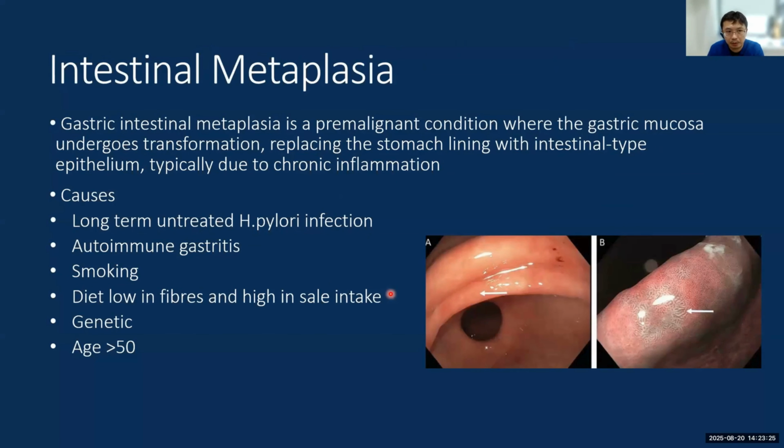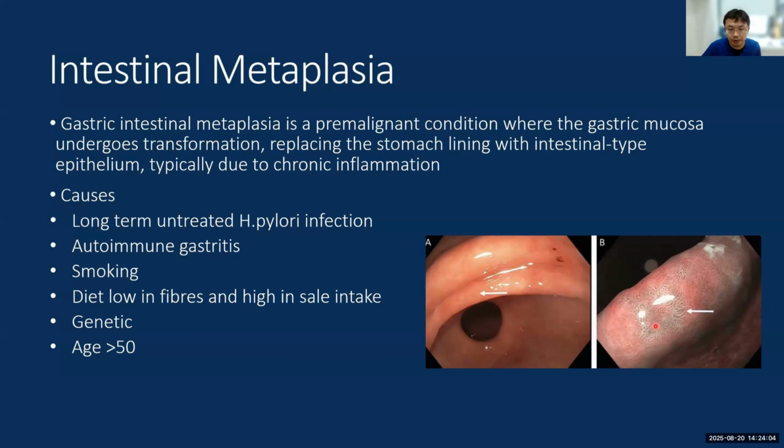Okay, let's talk about intestinal metaplasia. It is quite common in Chinese. In Singapore, the prevalence is not low among the Chinese population, and if you're from East Asia, the incidence is higher as well. Intestinal metaplasia is a precancerous lesion where your stomach lining is replaced by intestinal-type epithelium due to chronic inflammation. What are the causes? Untreated H. pylori infection, autoimmune gastritis like pernicious anemia, atrophic gastritis, smoking, a diet low in fiber or high in salt intake, genetics, and older age.